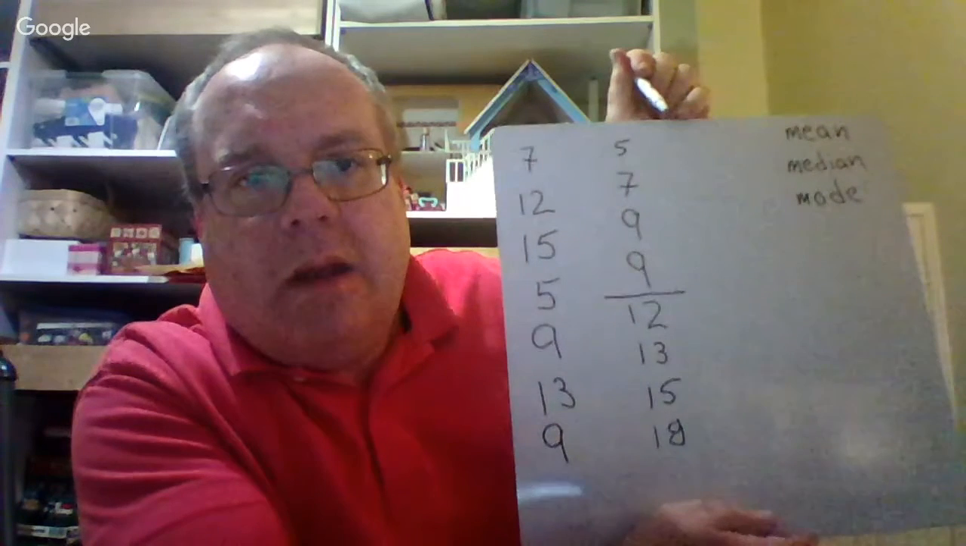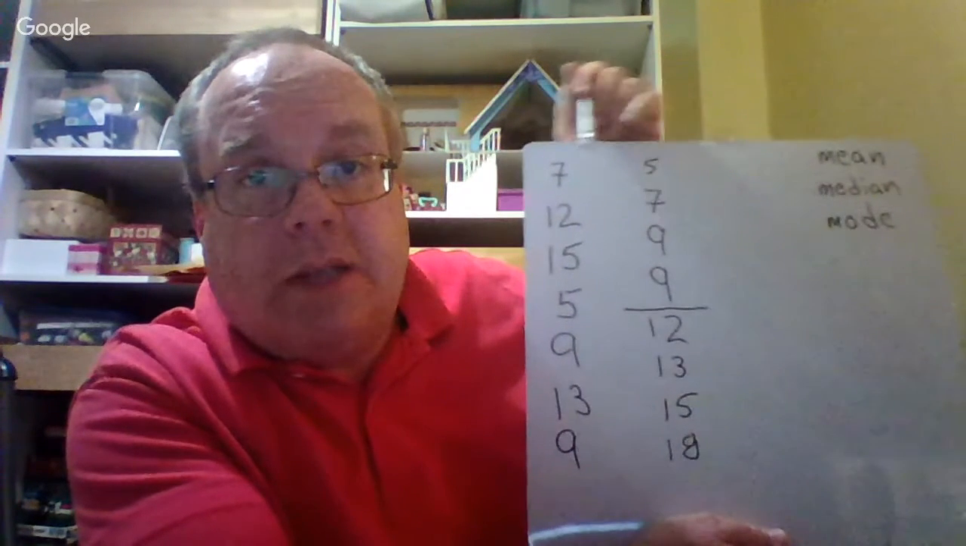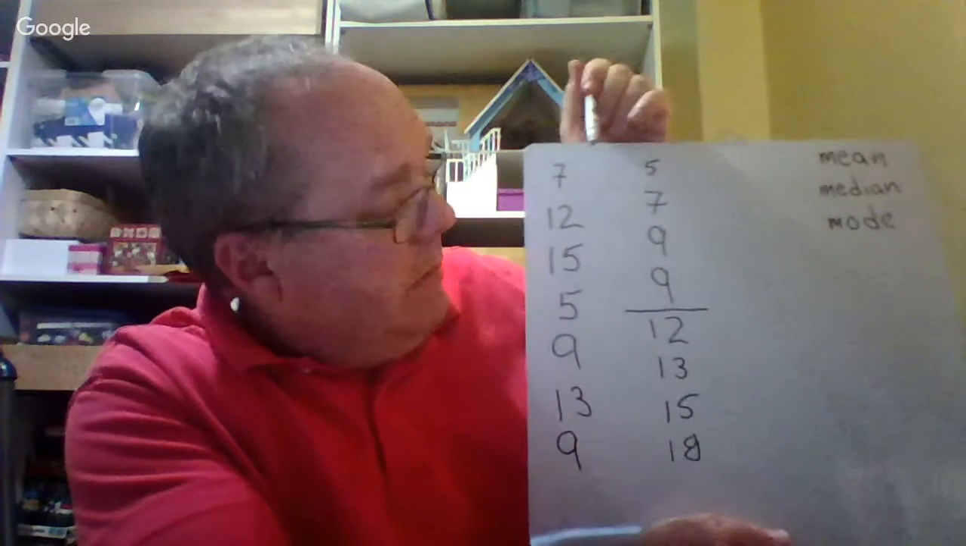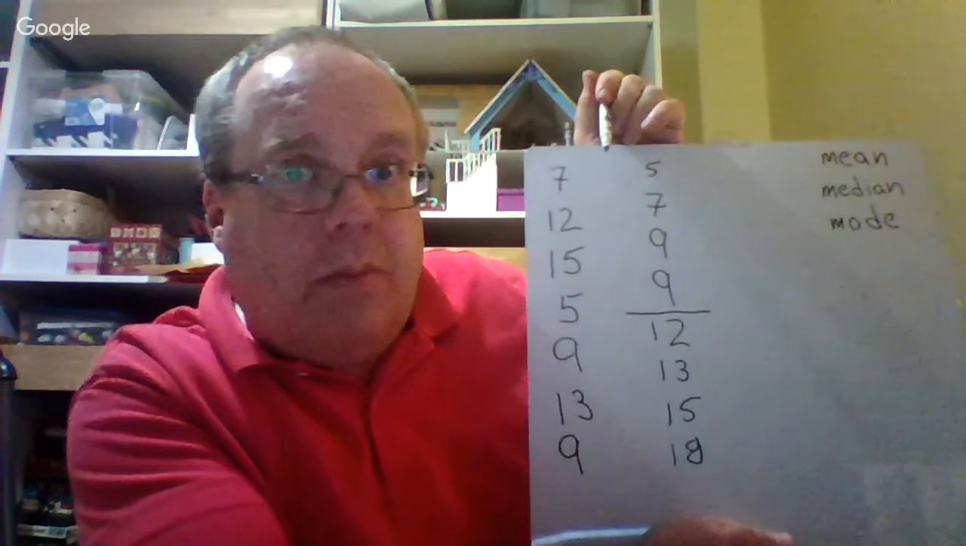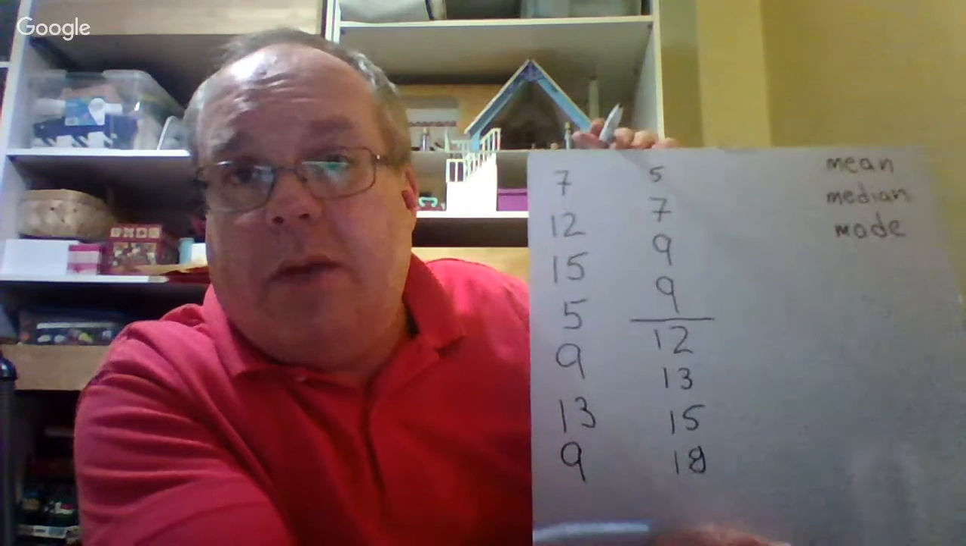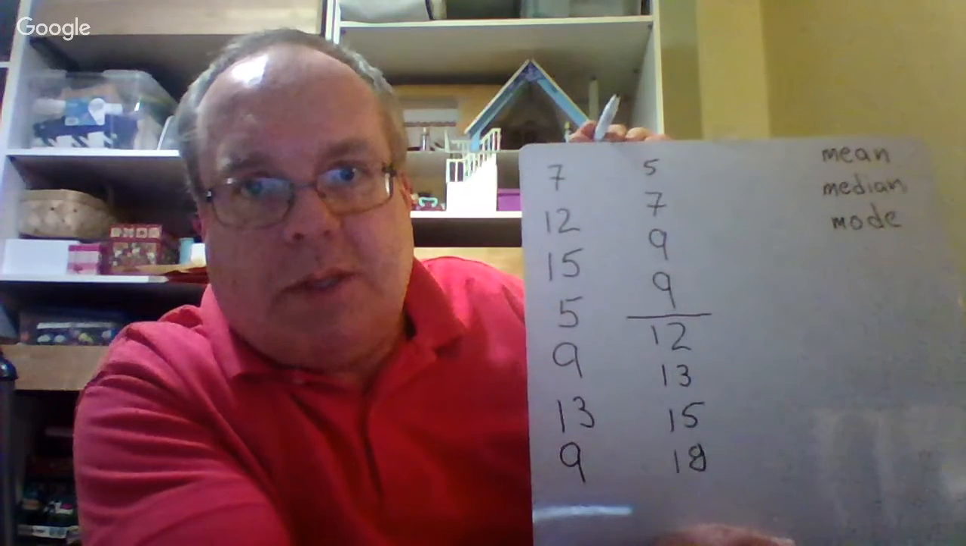I've erased it already, but 10 is the mean. Now I want you to notice something else. There is no 10 in either of these data sets, and there is no 10 and a half in either of these data sets. So the number that you calculate as the mean or the median does not necessarily have to show up in your data set. It's just a mathematical construction.